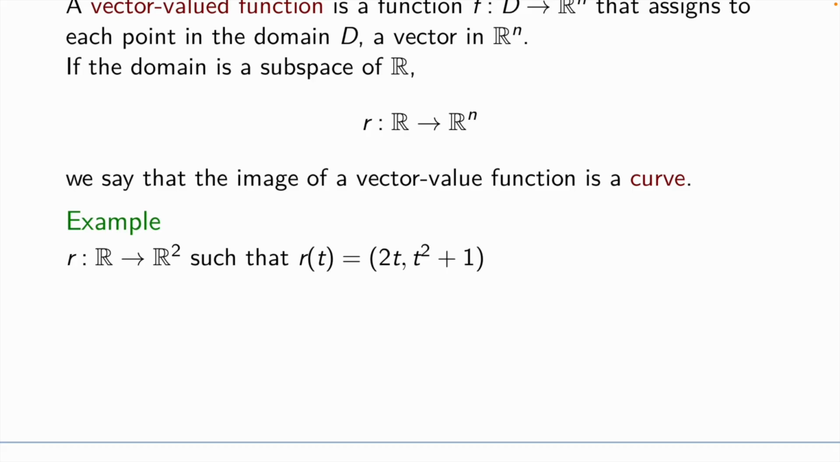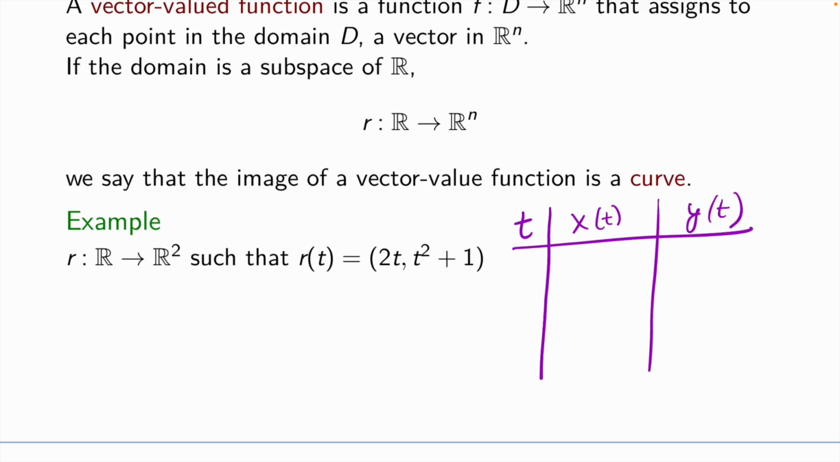In order to do that, we can construct a table that for each value of t is going to assign the value of x and the value of y. So let's put here the value of x that will depend on t and the value of y that will depend on t, and we assign values as we would normally do with a function. For instance, when t equals 0, what is the value of x? Well, we plug in here, 2 times 0 is 0. We plug it in here, 0 squared is 0 plus 1 is 1. So the first point that we have here is going to be the point 0, 1.